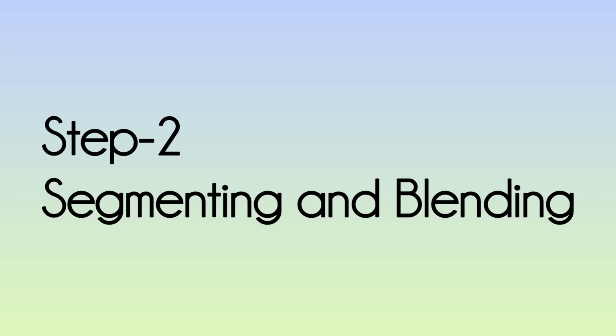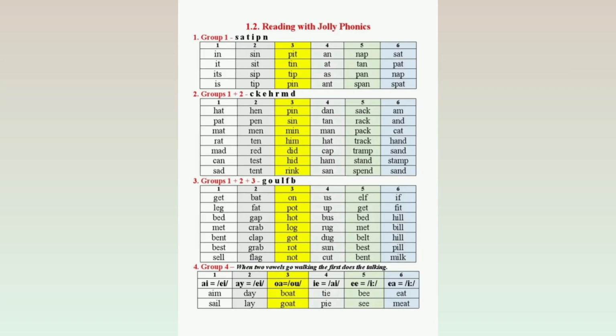Now let's come to step 2. Step 2 is segmenting and blending. First let me give you a brief idea about what segmenting is. Segmenting is the process of breaking spoken words into individual letter sounds. Now if I say cat and break it down like c-a-t, we are joining these 3 letter sounds to make the spelling of cat. Blending is just the opposite of segmenting. We are blending different letter sounds to make a word.